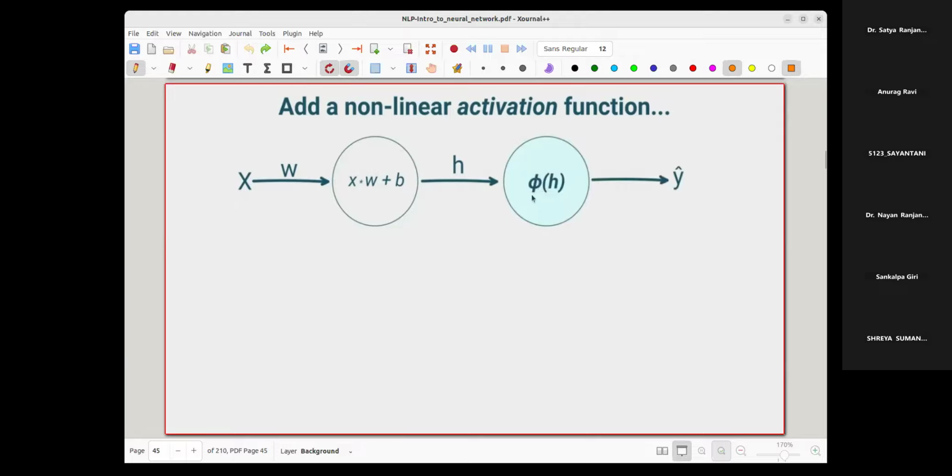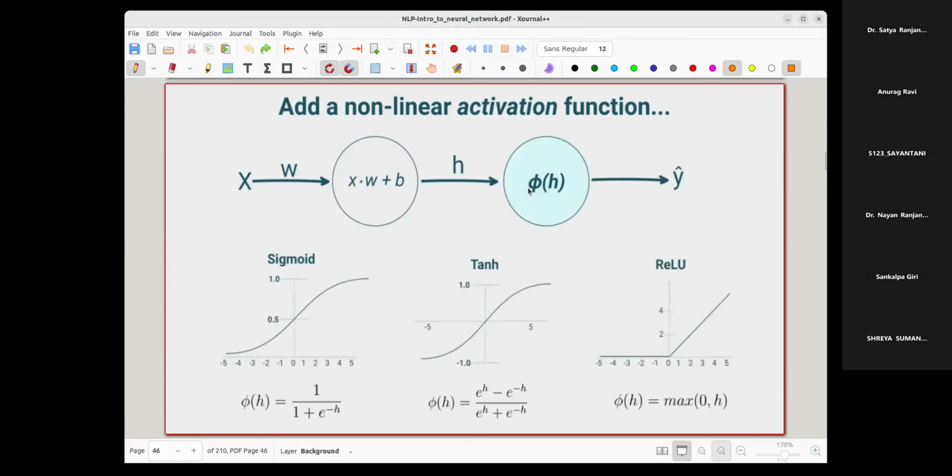So we call this nonlinear function a nonlinear activation function. There are basically different activation functions. You can use sigmoid for this phi.